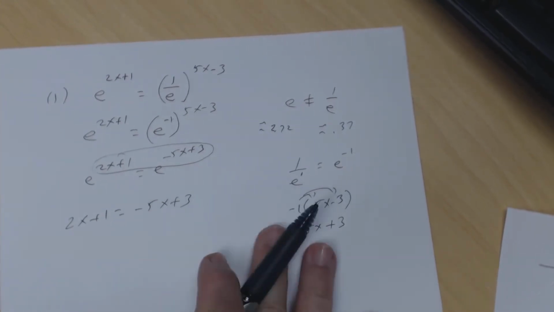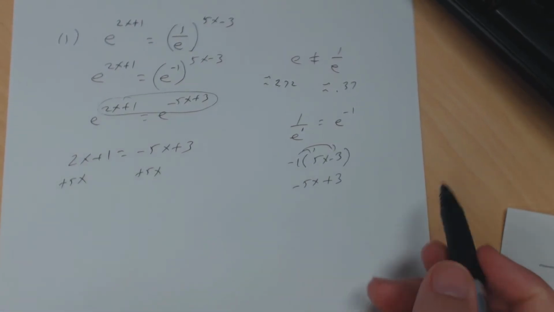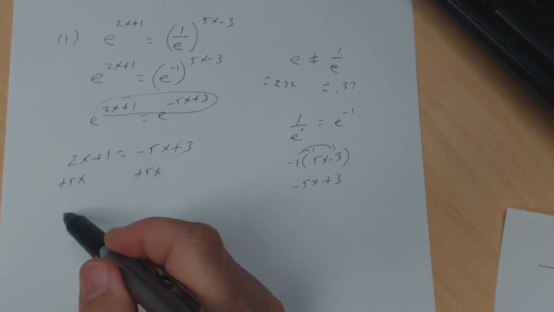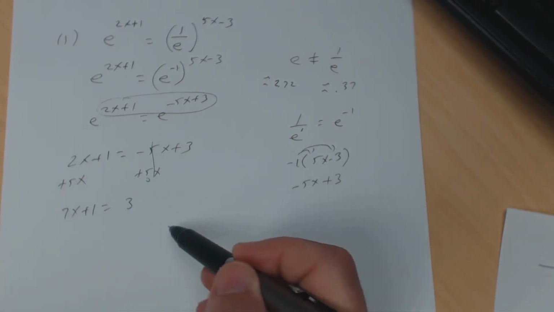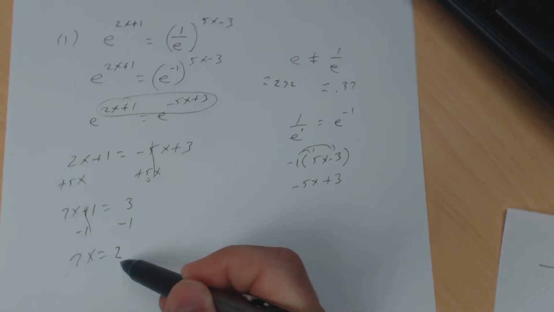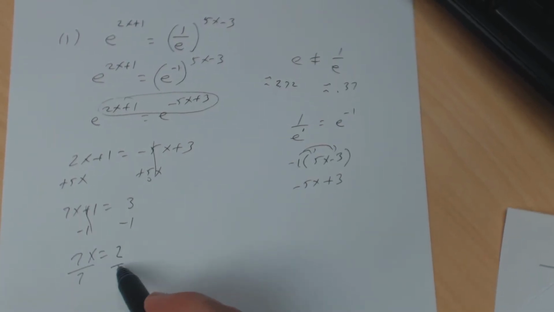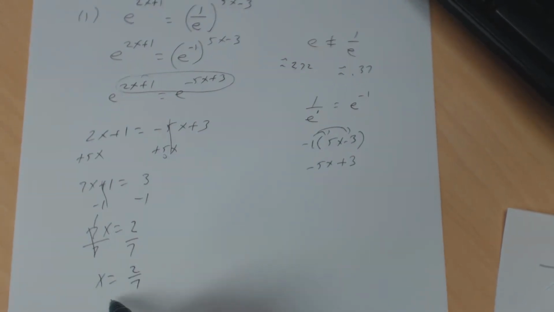And so I solve this linear equation. I'm going to add 5x to both sides, just like this. Combine like terms, I get 7x plus 1 equals 3. Subtract 1, I get 7x equals 2. And then divide both sides by 7, I have the answer. My solution is 2 sevenths. That's my solution.